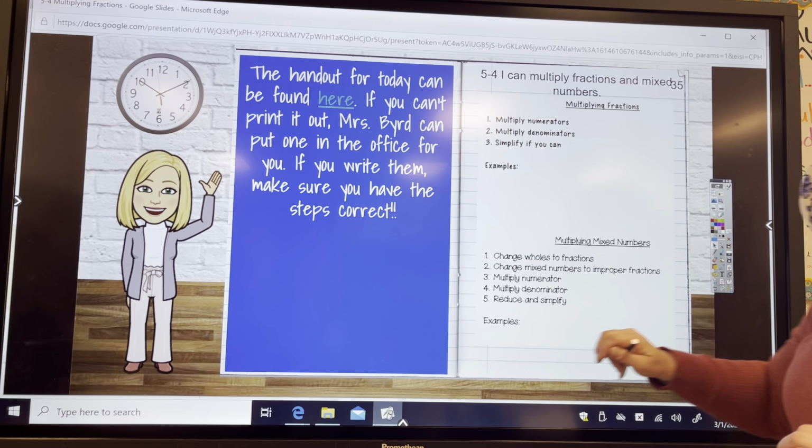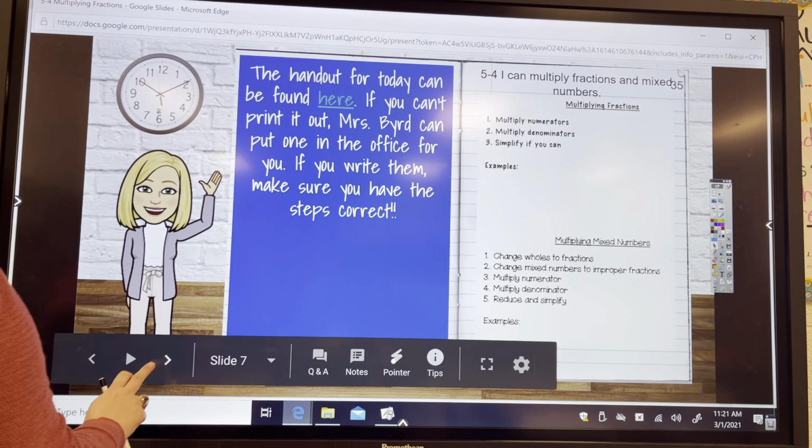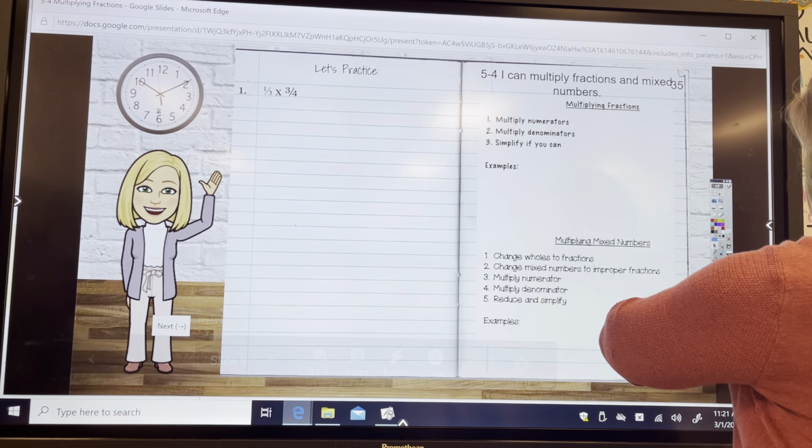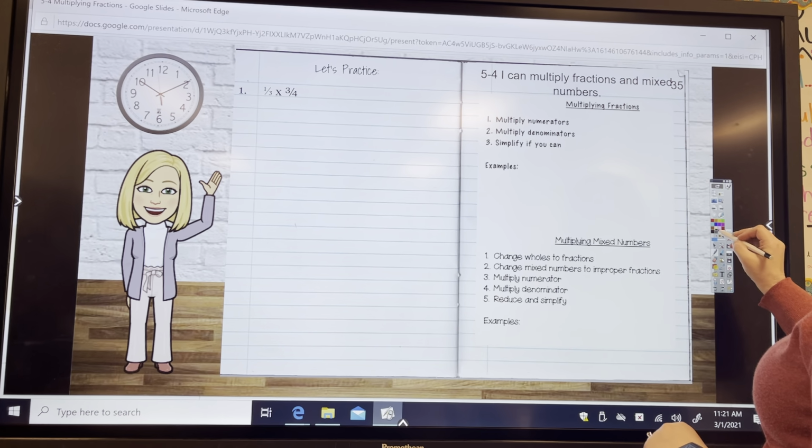Let's see. So we're going to practice a little bit. On the left side, I want you to write 1/3 times 3/4.